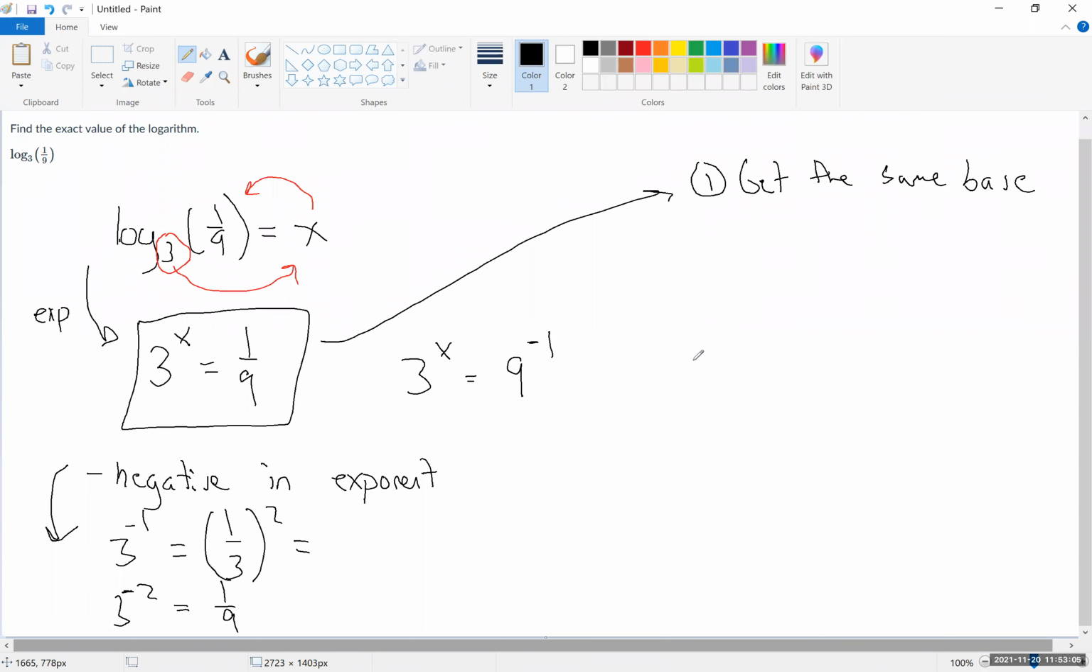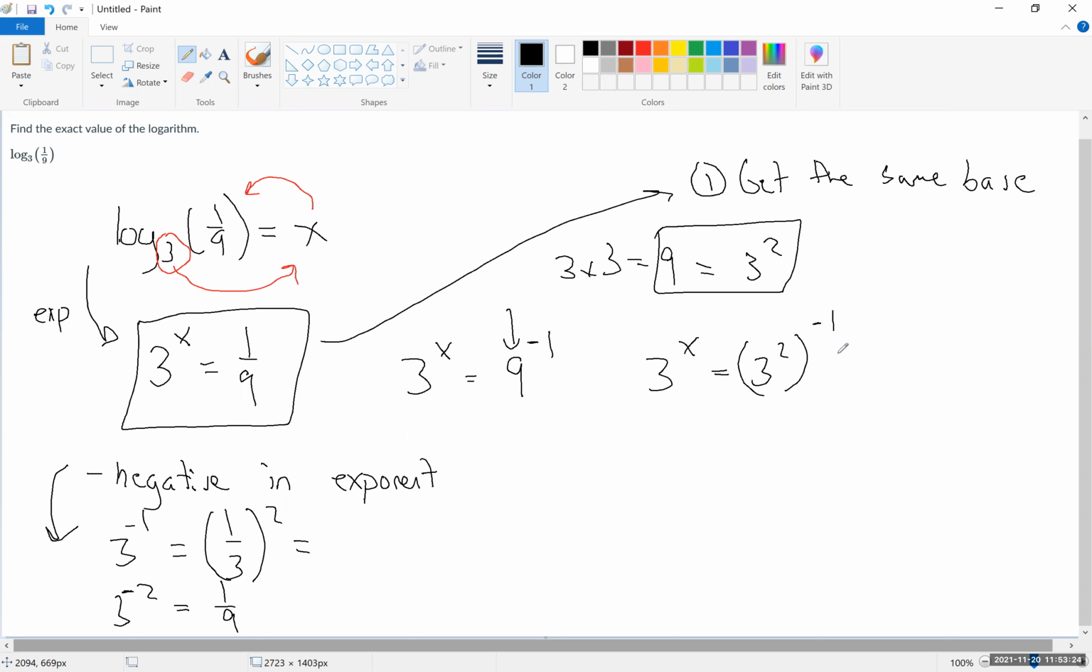So then we do 3, right? We want this to be a base of 3. So we have 3 times 3 is 9, which means 3 squared is 9. So we can use the substitution. It's going to be 3 to the x equals 3 squared to the negative 1 power. And now we have an exponent to an exponent. We are going to multiply. That's going to be 3 to the x equals 3 to the negative 2. And then we set our exponents equal, right? Set the exponents equal. X is negative 2.